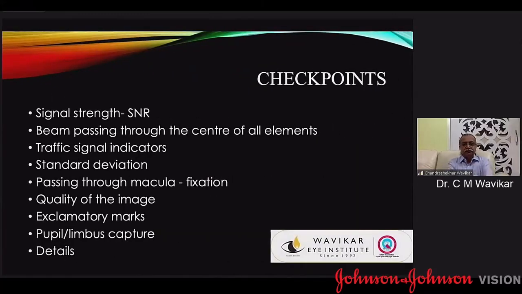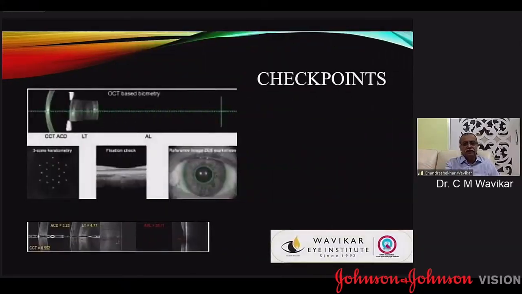Checkpoints is something different. In a biometer on a screen, there are lots of numbers and lots of signs. We have to pay attention to all of these. Take note of all of these. Merely looking at the axial length, the K-metry and the IOL power won't do. This is not an exhaustive list, but just some examples. And these are the diagrams which help us in assessing these checkpoints.